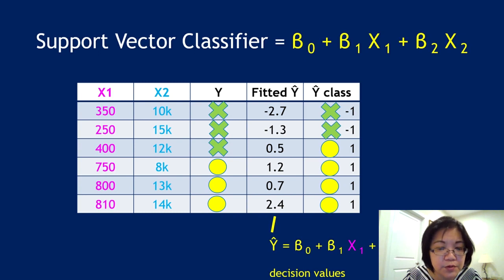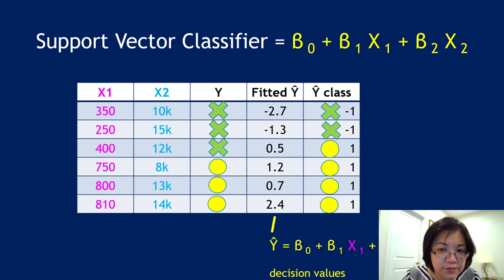So you get some negative numbers and you get some positive numbers. The way support vector machine classifiers work is basically looking at these numbers and saying anything that's less than 0 will be put in the -1 class. Anything that's above 0 will be put into the +1 class. You will see the y hat classification. Now we have 2 green crosses and 4 yellow dots.